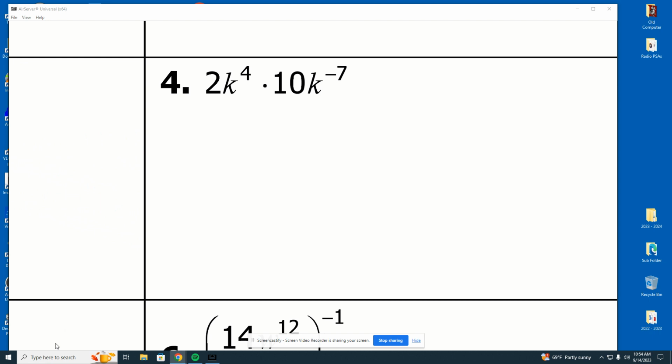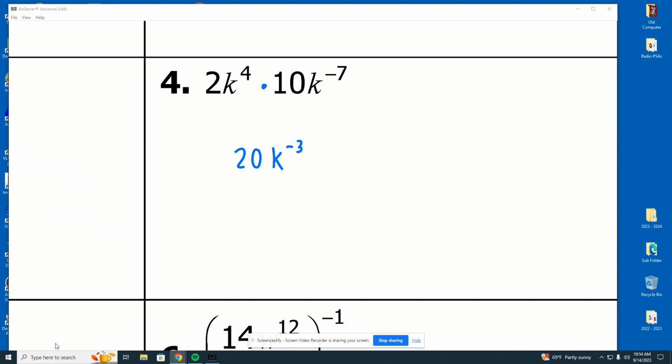Okay, this one. We're multiplying. Now I know I see a negative exponent too. But let's multiply first and see what happens. Treat numbers like numbers. What's 2 times 10? 20. And treat variables and exponents like exponents. We have k, both of these, right? So we can combine these by doing what with our exponents? Adding, right? When we multiply and our bases are the same, add exponents. What's 4 plus negative 7? Negative 3.